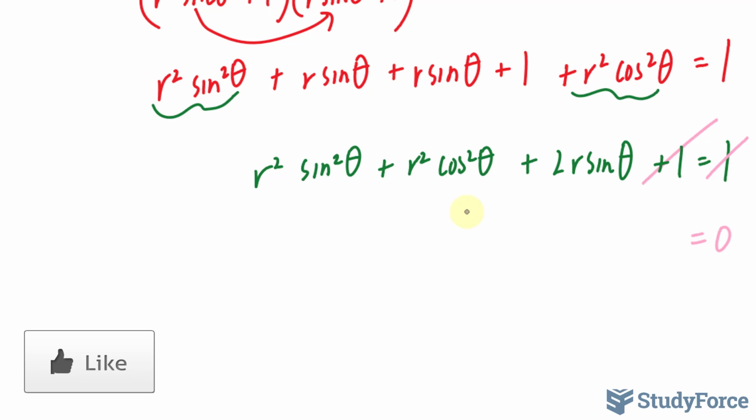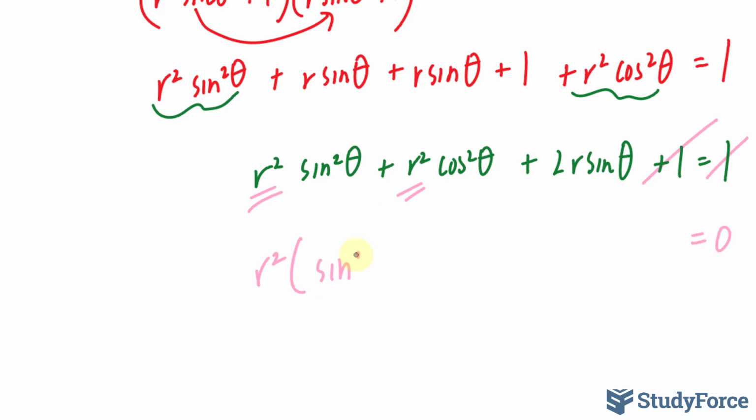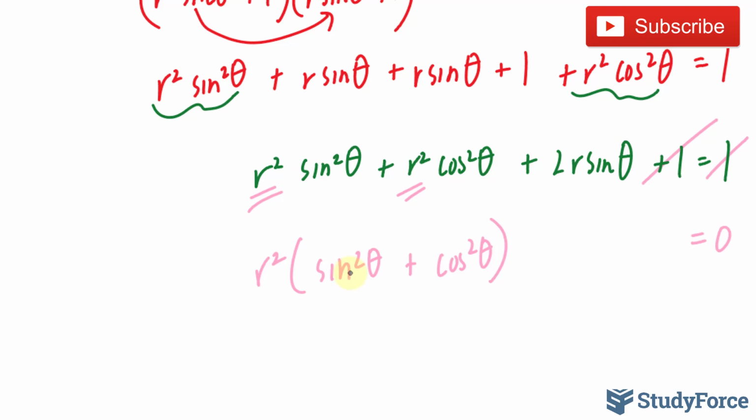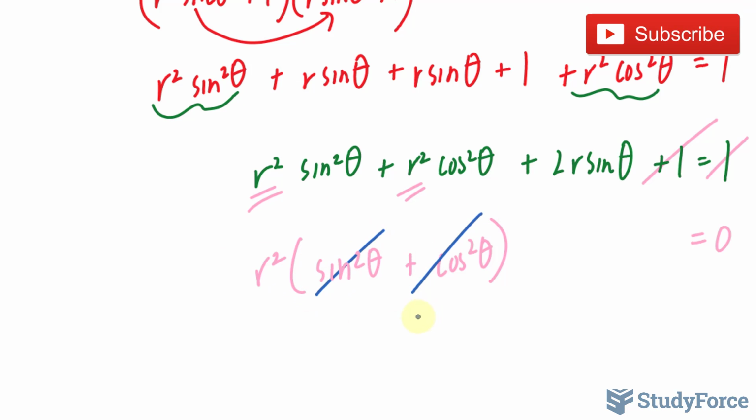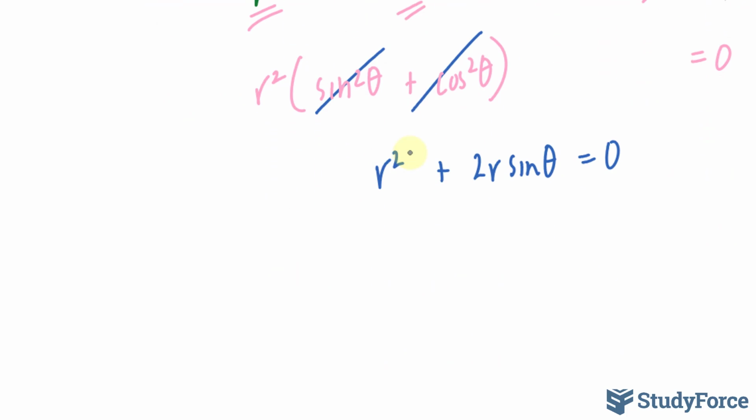The reason why I combine these two is because sine squared theta and cosine squared theta, once you factor out r squared from both, is an identity. Let me show you. Sine squared theta plus cosine squared theta is equal to 1. So technically, this whole term becomes r squared plus 2r sine theta is equal to 0. Now we have two terms and they both share an r in common. r times (r plus 2 sine theta) is equal to 0.